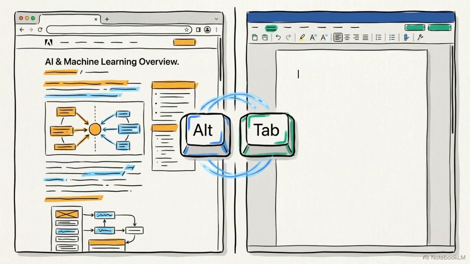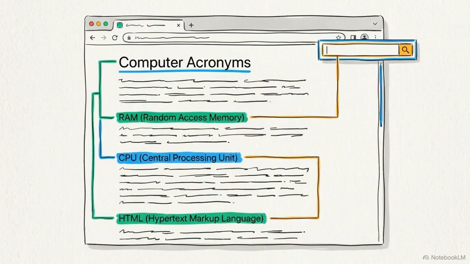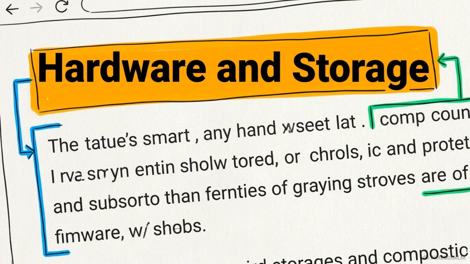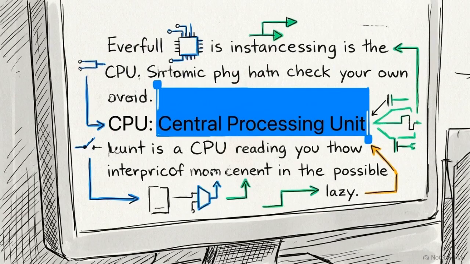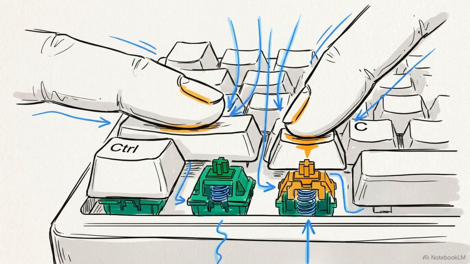Now we begin sourcing our definitions. Hold the Alt key and press Tab to seamlessly swap focus between your browser and your Word document. On your research page, press Ctrl plus F to open the Find tool. Type in hardware and storage to jump directly to the first section of terms. The first piece of data we need for the sheet is CPU, which stands for Central Processing Unit. To select this text, hold the Shift key and use your directional arrows to highlight the term and definition. Then, press Ctrl plus C to copy it.